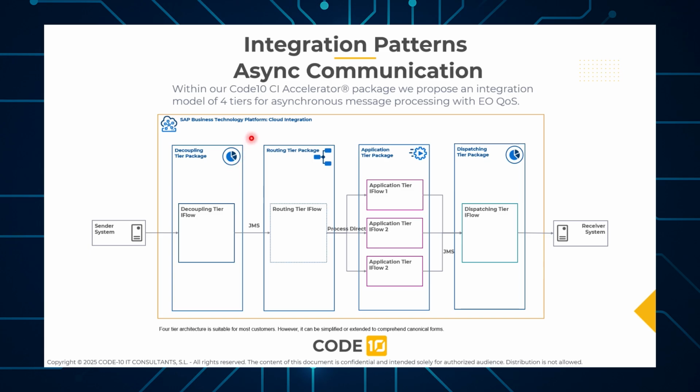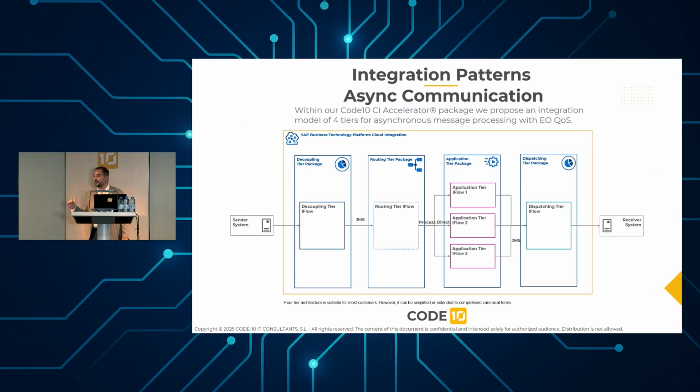Okay. So the first layer that we have here is the decoupling layer, or the coupling tier. The objective of this is to break the synchronous link between the sender system and the Integration Suite. With that, what we get basically is performance, but not performance for Integration Suite, performance for the SAP system or whatever sender system it is.